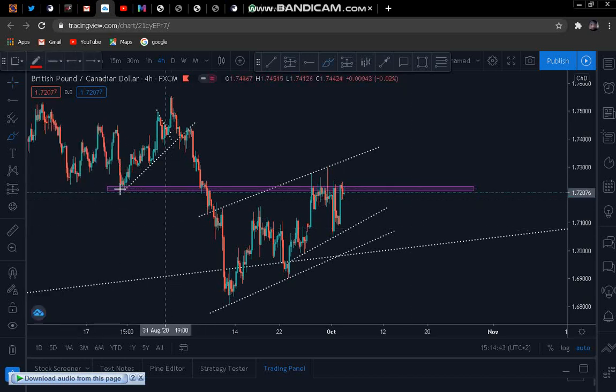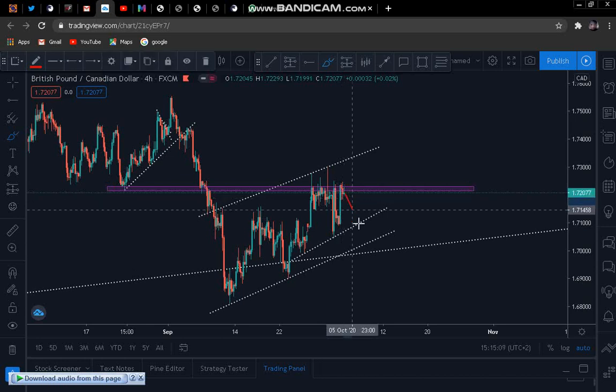As you can see, there's this resistance zone here, which is shown by the purple rectangle that I've plotted here, and it's been rejecting off this zone for a couple of days, I think 2 or 3 days, or 2 days at most. So it is possible that it will continue the rejection and then play out, breaking our ascending channel. It's very possible. That's one scenario that can play out.